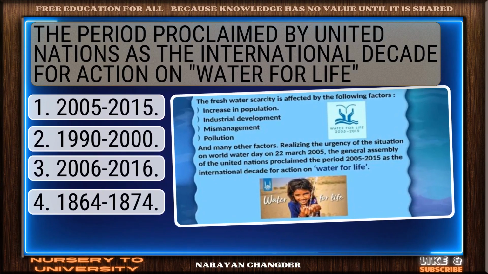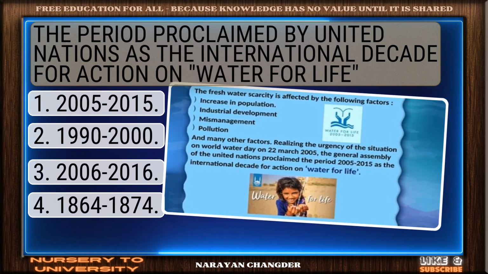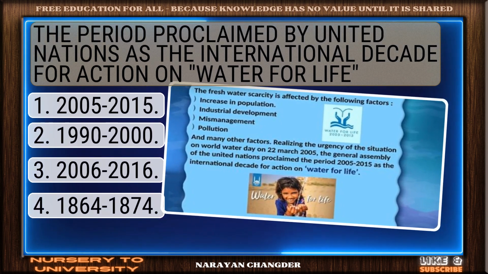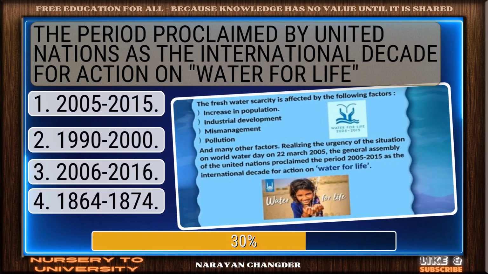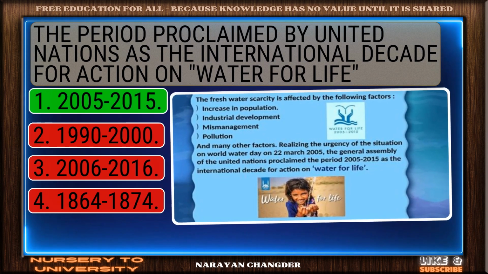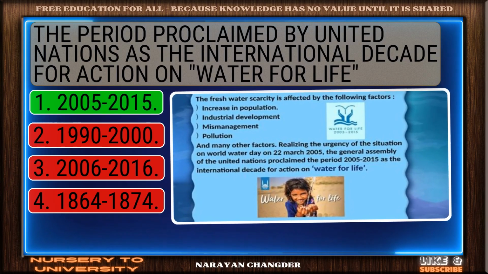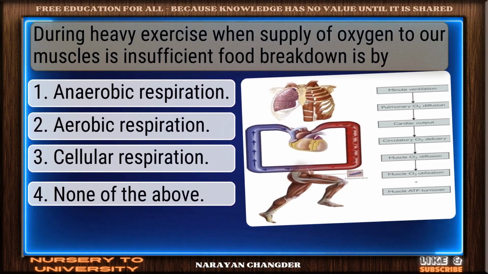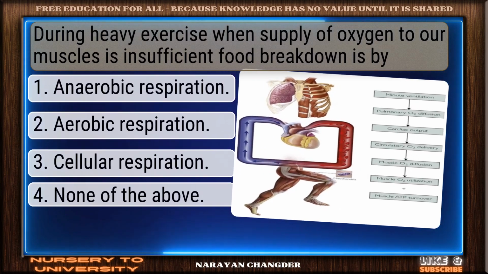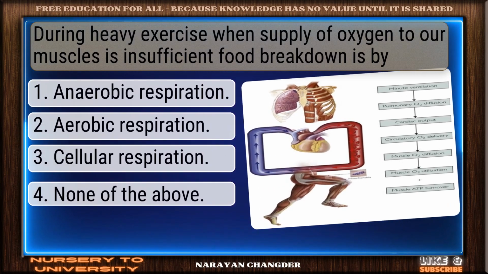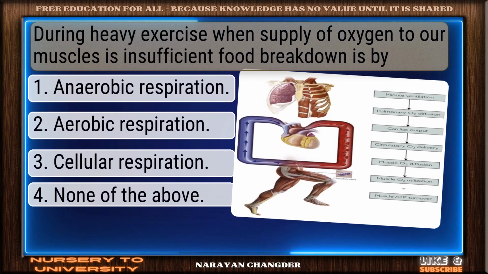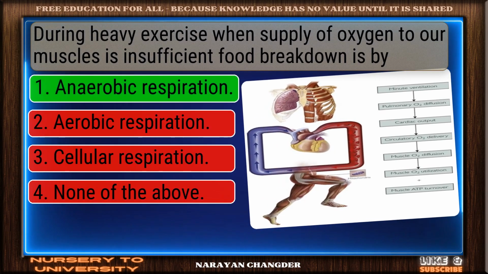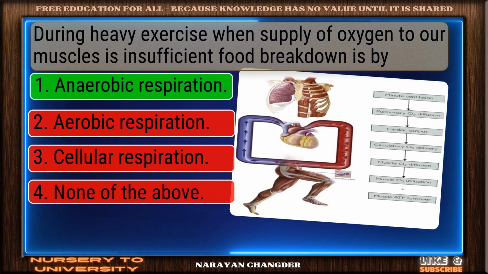Question number 14. The period proclaimed by United Nations as the International Decade for Action on Water for Life. Correct response. 2005-2015 is the most accurate answer. Question number 15. During heavy exercise, when supply of oxygen to our muscles is insufficient, food breakdown is by. Right choice. Anaerobic respiration is the best answer.